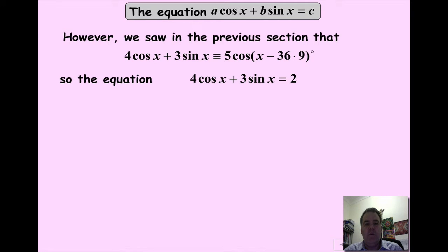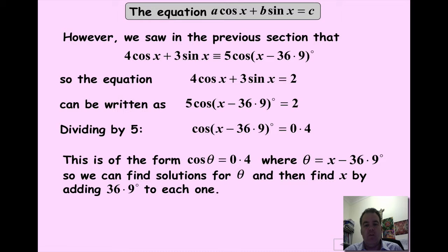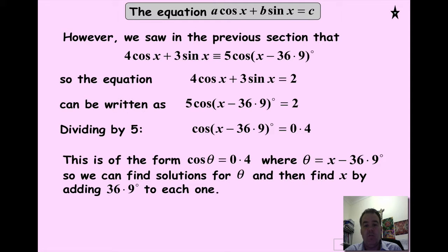Okay, 4 cos x plus 3 sin x equals 2 just becomes that. Now we divide by 5, take the inverse cos of both sides, and we can go from there. So I'll just say the last step, inverse cos of both sides there, and then we're going to add on 36.9 to get the solutions.